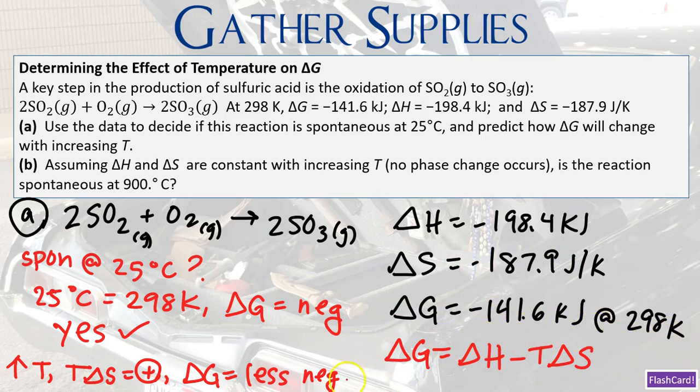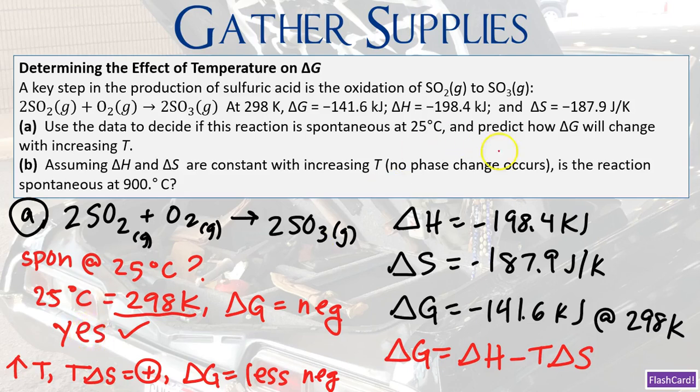I also write my expression for Gibbs free energy, which is delta G is equal to delta H minus T delta S. Now for letter A, they said use the data to decide if the reaction is spontaneous at 25 degrees Celsius. Since we're using our expression, we have to get our temperature in Kelvin. So you add 273 to 25, you get 298 Kelvin. Since our delta G is negative and that's given, specifically at 298 Kelvin, then yes, this entire reaction is spontaneous at 25 degrees Celsius.